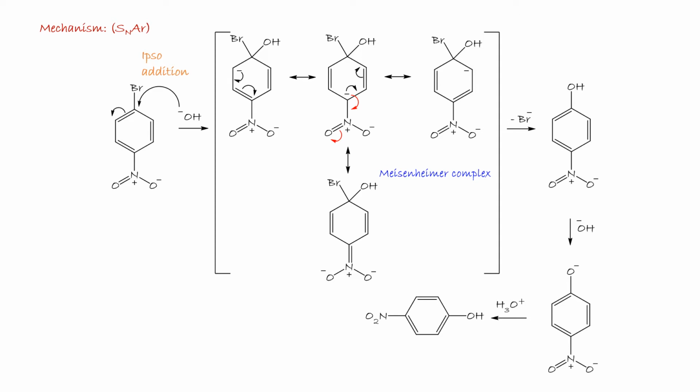In the first step, the nucleophile OH minus will attack ipso, which means on the same carbon carrying the leaving group. So the attack will be on this carbon, creating a negative charge on that one. Delocalized by resonance, it will lead to the formation of this carbanion and this one.